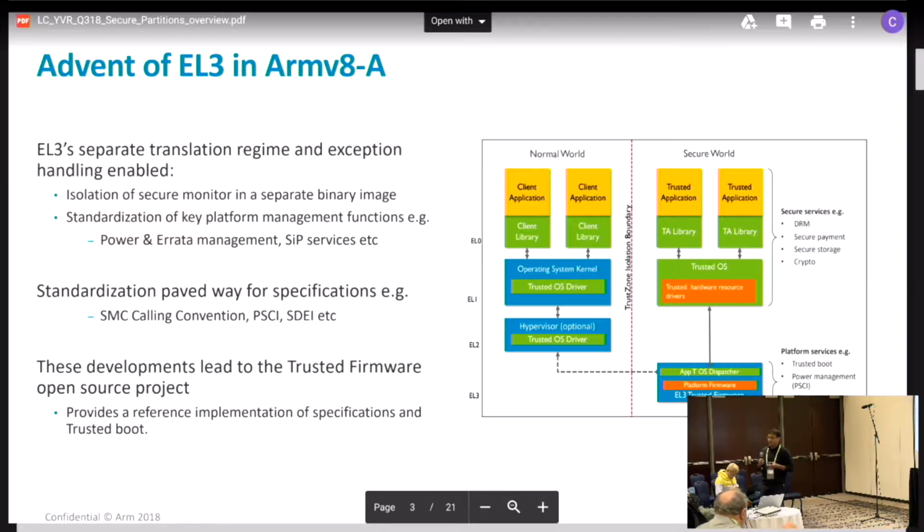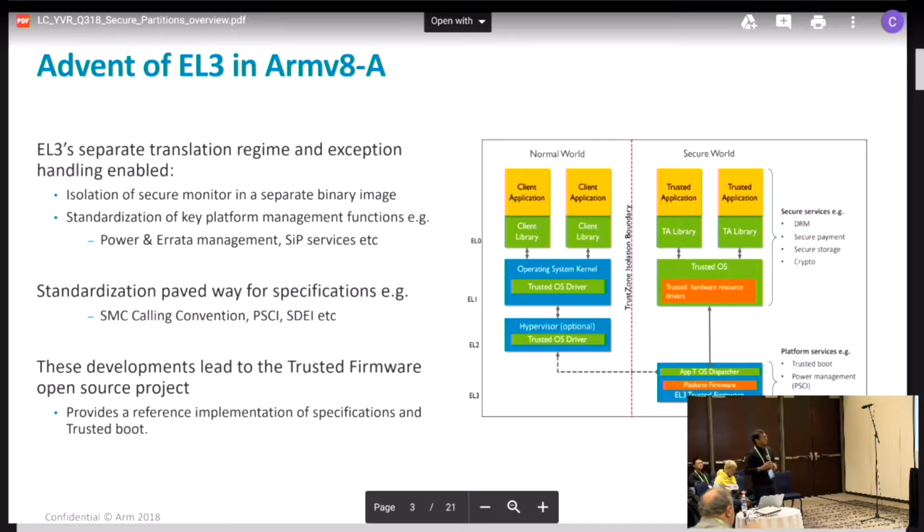For example, the SMC calling convention spec, which lays down the ground rules for invoking any firmware service. On top of that, there's a power state coordination interface spec. There is the software delegated exception interface spec, which provides a mechanism for injecting NMIs into the operating system. To support the specs, we started the Arm Trusted Firmware project that provided the reference implementation for these specs and also a reference implementation for trusted boot.